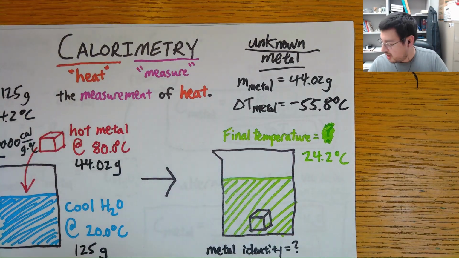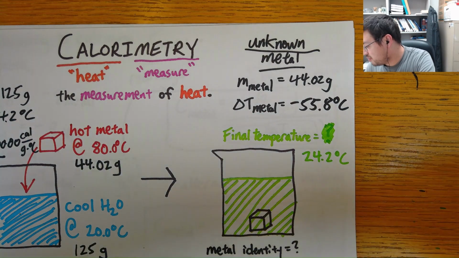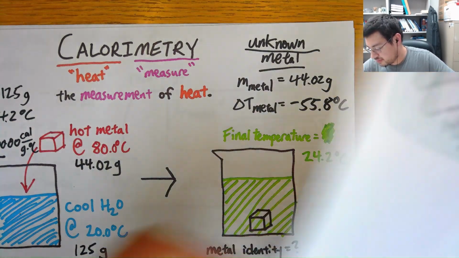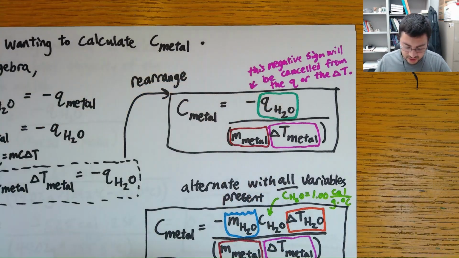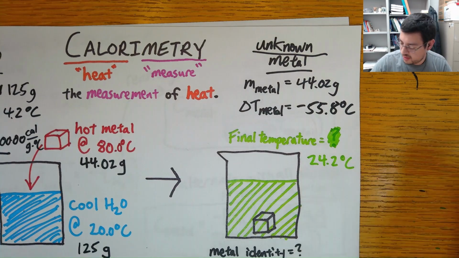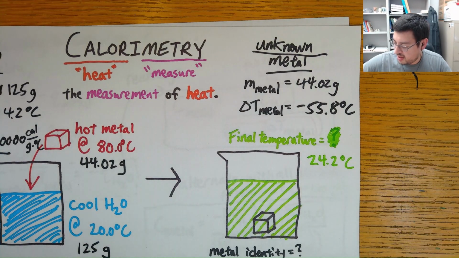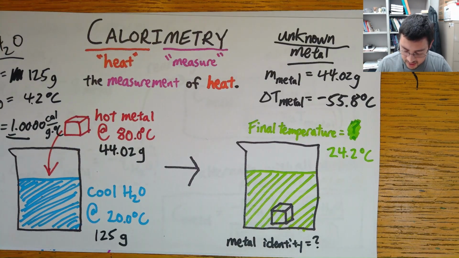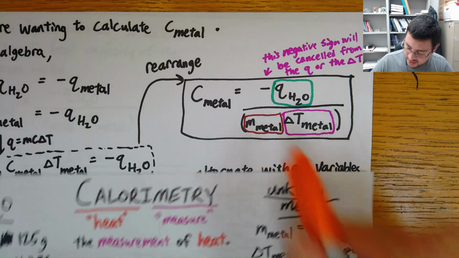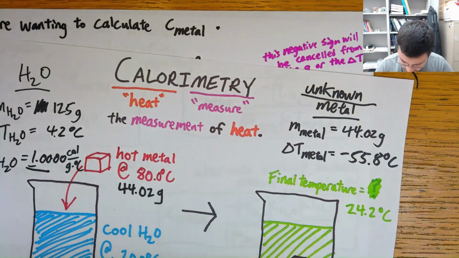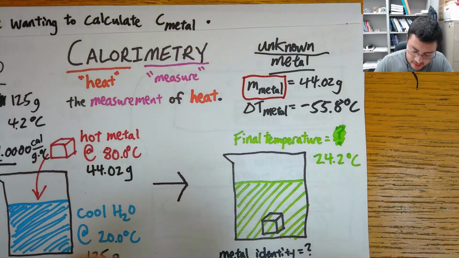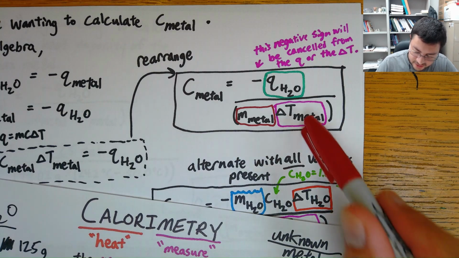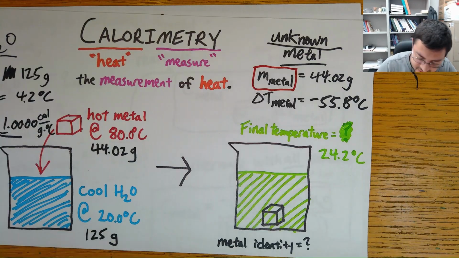All right, let me go back to my previous sheet. Oh, it's right here. I did some color coding here, so if you want to follow along with that color coding, I'll get that done right now. If you kind of get it, feel free to skip the next 20, 30 seconds or so. M of metal, I used red. Delta T metal, I used this magenta purple.